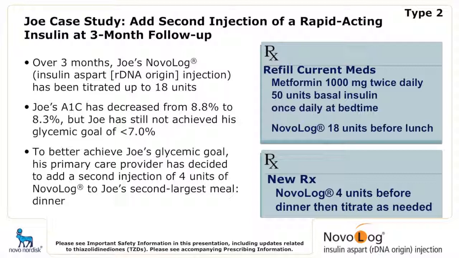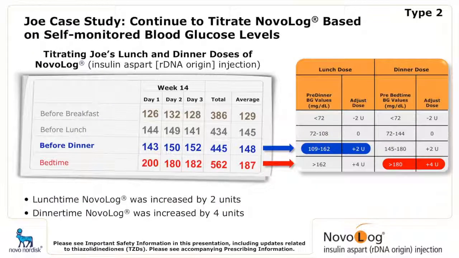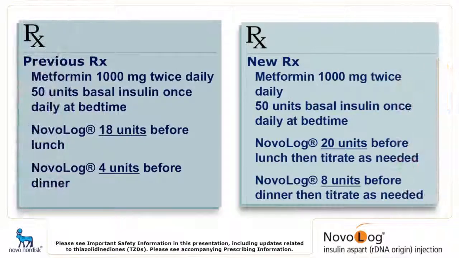To better achieve his A1C goal under 7%, a second injection of 4 units of Novolog is added to Joe's second largest meal, dinner. After 2 weeks, we review Joe's 4 times daily blood glucose measurements to determine if he needs any adjustments. As a result, lunchtime Novolog is increased by 2 units and dinnertime Novolog is increased by 4 units. Levemir is maintained at 50 units. Joe's final script is shown here.